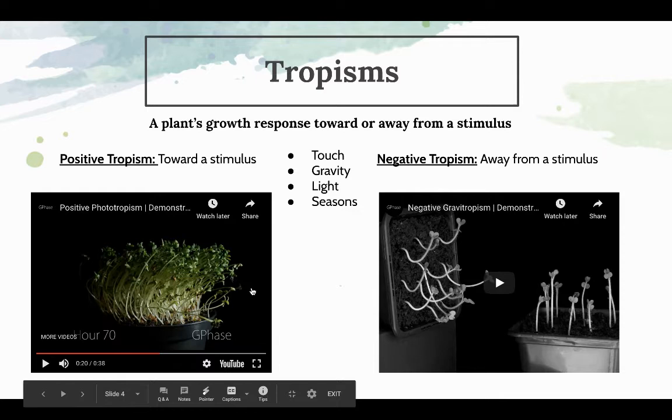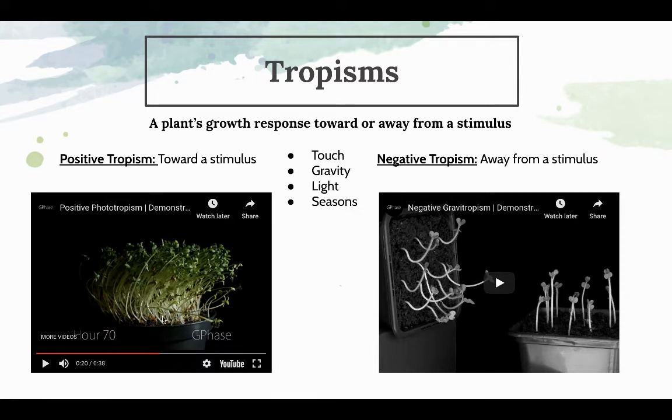So as you can see, no matter where the light went, the plant will grow towards that light. So at first it was over on the left, and the plant was growing towards the left. And then it moved to the right, and the plant grew to the right. Okay, and then there is negative tropism, which is away from a stimulus. And a good example of this is how plants respond to gravity. So let's take a look.